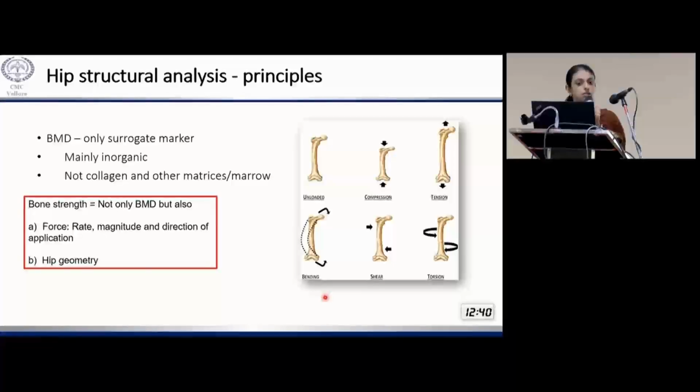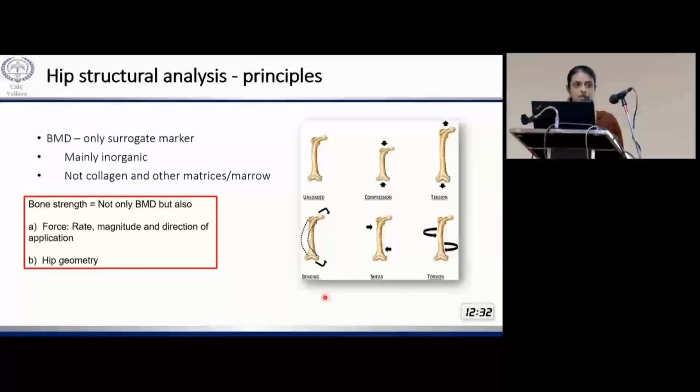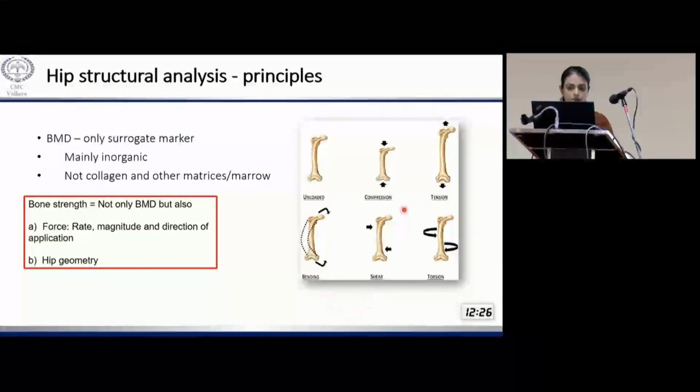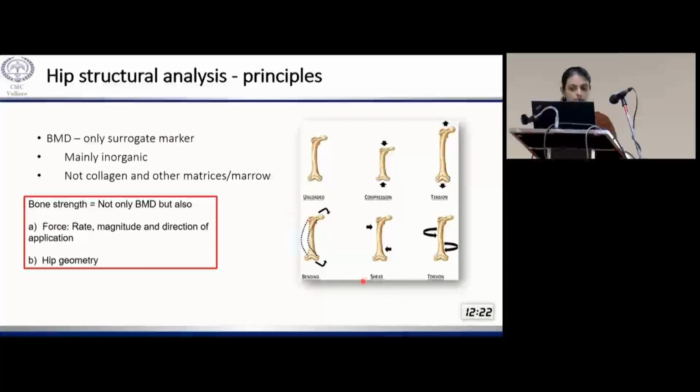Again, bone strength is not dependent only on BMD, it also depends on the force, the rate, magnitude and direction of application and the geometric aspects of the proximal hip. And there are many forces that can act on the bone. These can be compressive, distraction or tension. The bone can be bent, it can be sheared, it can undergo torsion.